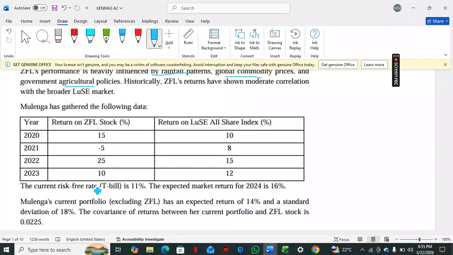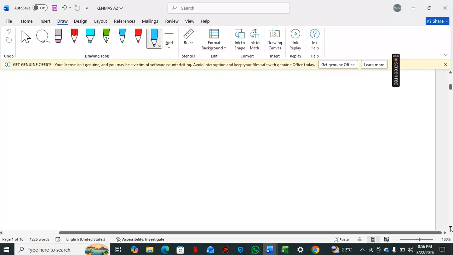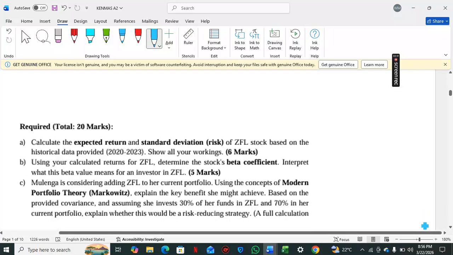The current risk-free rate for the treasury bills is 11%. The expected market return for 2024 is 16%. Mulenga's current portfolio, excluding ZFL, has an expected return of 14% and a standard deviation of 18%. The covariance of returns between her current portfolio and ZFL stock is 0.0225. So we have the questions to address.